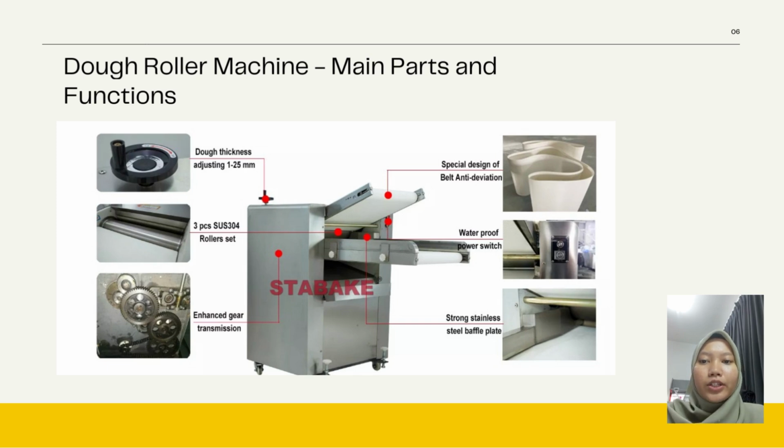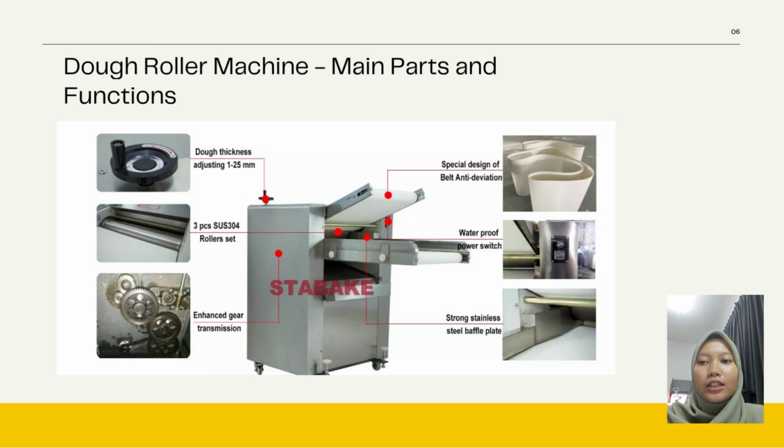Next, the machine is equipped with a 3-piece SUS304 stainless steel roller set. These rollers are food grade, corrosion resistant, and easy to clean, making them suitable for food production environments. Then, the enhanced gear transmission system is responsible for transferring power smoothly to the rollers. This system helps maintain stable operation and reduce mechanical stress during long production hours.